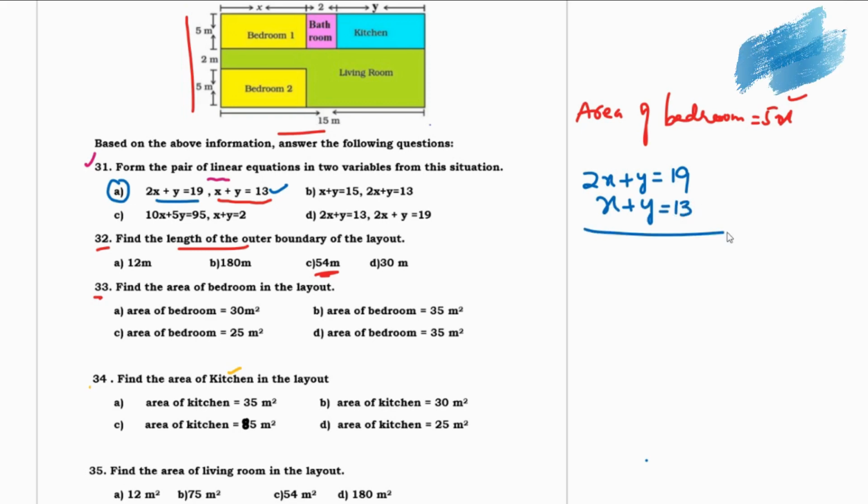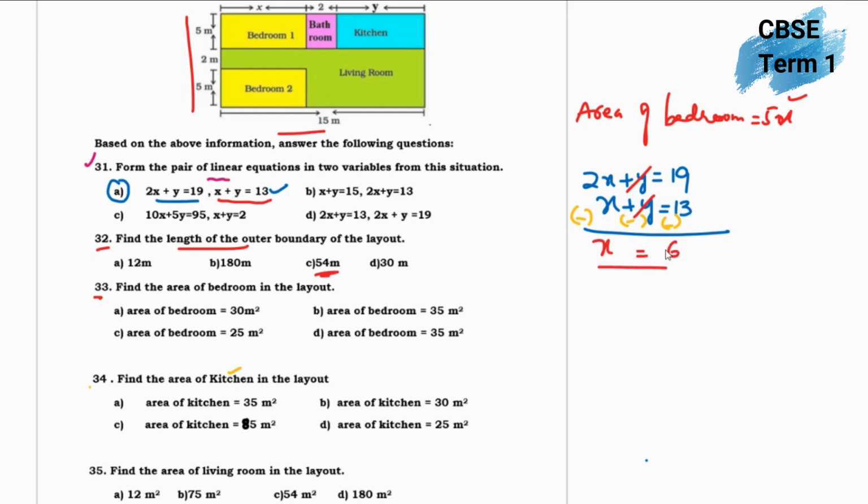I'm going to use the elimination method. I'm going to eliminate y in this. So I will subtract. Plus x will become minus x, plus y will become minus y, and plus 13 will become minus 13. So plus y and minus y get cancelled. 2x minus x is x. 19 minus 13 is 6.